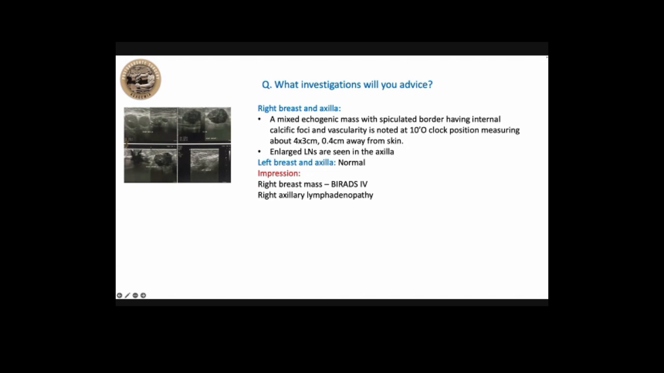Ifat. Yes, sir. Right breast and axilla shows a mixed echogenic mass with spiculated border having internal calcific foci, and vascularity is noted at 10 o'clock position, measuring about 4.4 into 3 centimeter, 0.4 centimeter away from skin. Enlarged lymph nodes are seen in the axilla. Left breast axilla normal, right breast impression, right breast mass, BI-RADS 4, and right axillary lymphadenopathy.